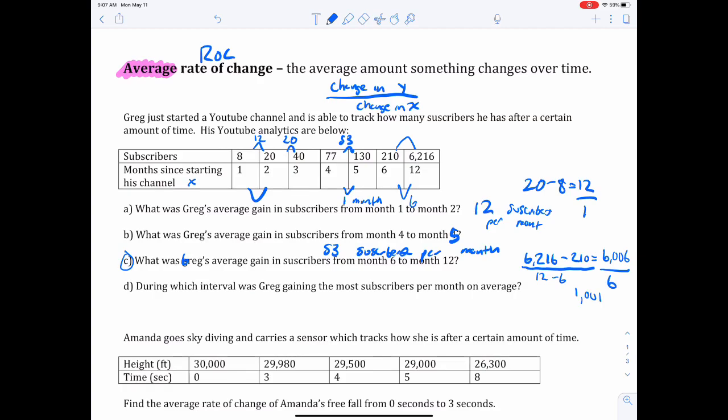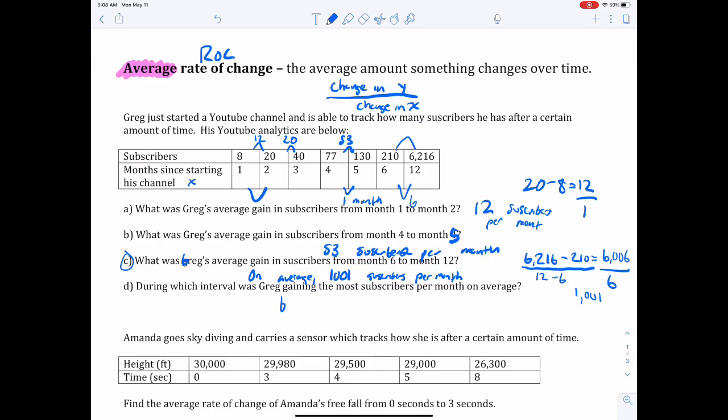So we can conclude that on average, after month 7, 8, 9, 10, 11, 12, he was gaining on average 1,001 subscribers per month. And then it says, during which interval was Greg gaining the most subscribers per month?